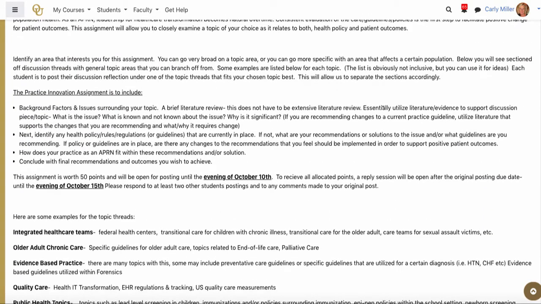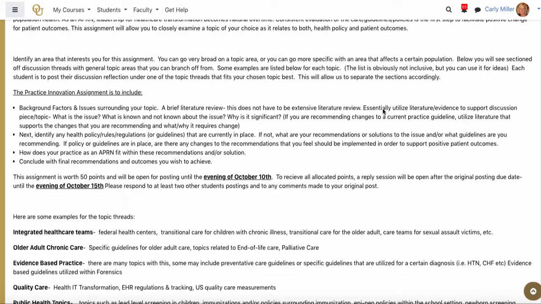So when you're doing this, think about things like the background issue, general background factors. So what is your topic? You don't have to do an extensive literature review. I just want you to browse the literature so that you know what the issue is and utilize that literature to support your discussion topic. What is the issue? What's not known about the issue, or what is known about the issue, and why is this significant?